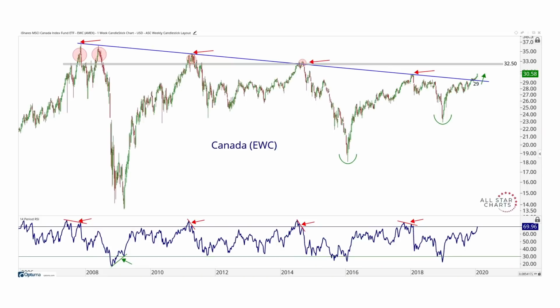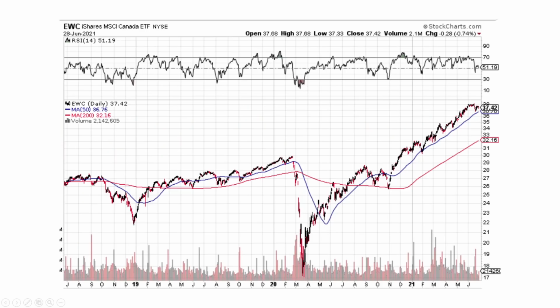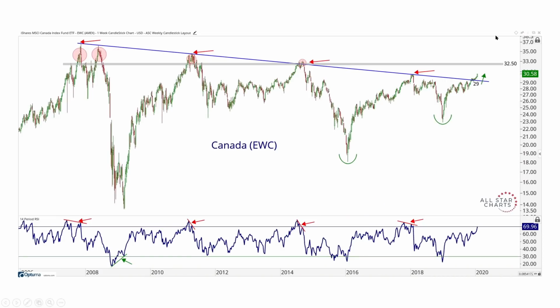Looking at another big picture, this is the MSCI Canada Index Fund, EWC. You can see higher lows coming up. We broke the downtrend line and we've easily broken. We've got a little bit of resistance at 32.50. Right now we're at 37.42. So we're way up here on this breakout, way up here. It is killing it. We've broken out. The dollar's weak, these guys are strong.